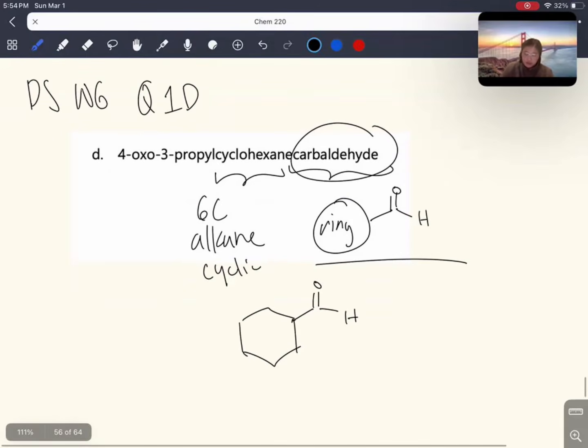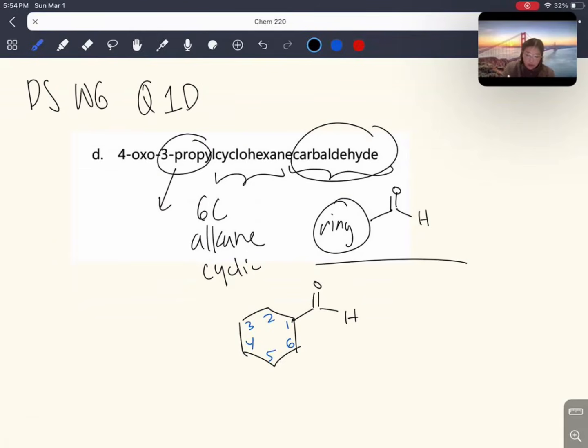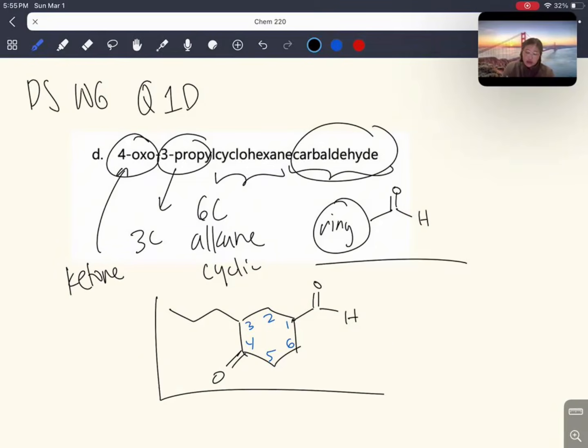Now I'm going to number my carbons. Because your aldehyde group is your parent group, that's going to be your number 1 carbon, and then I number around the carbons in a circle. 3-propyl: propyl is a group of 3 carbons, so on the third carbon, I'm going to draw 3 carbons sticking out of it: 1, 2, 3. That's my propyl group. Carbon 4 has an oxo, which is the prefix for a ketone, so on carbon 4, I'm going to draw a ketone group. And so this is 4-oxo, 3-propyl, cyclohexane carbaldehyde.